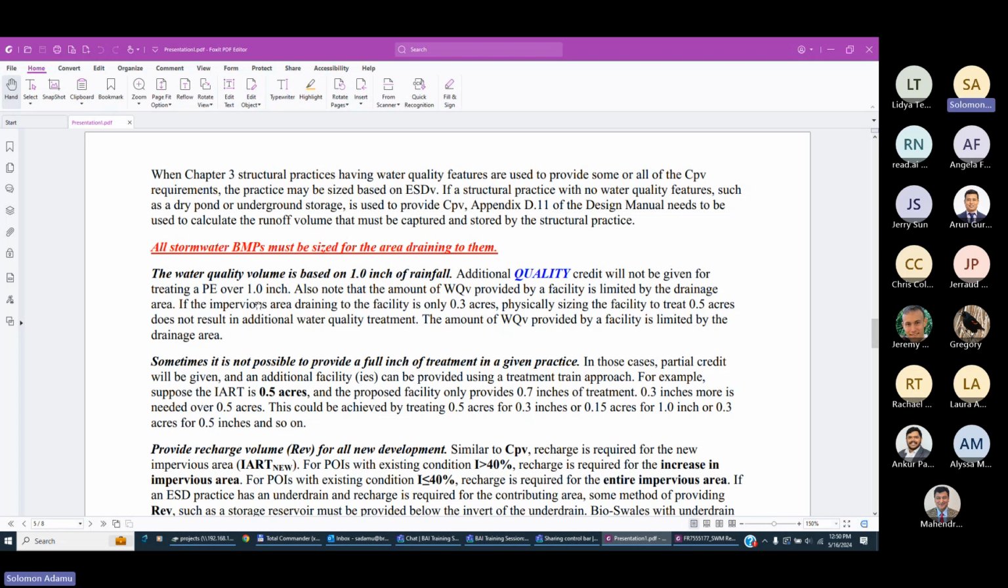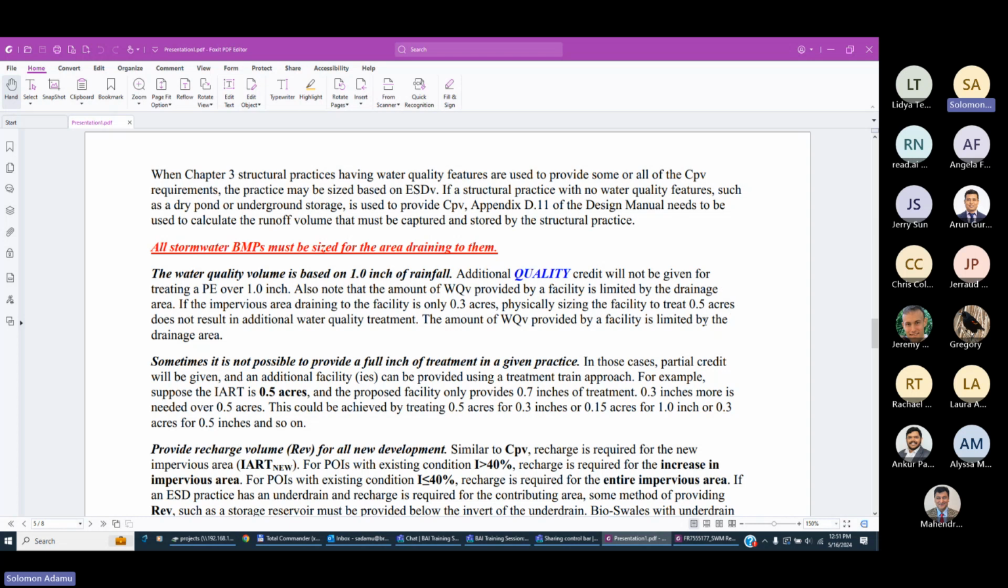In addition, if the impervious area draining to the facility is only 0.35 acres, and we are designing the facility to treat 0.5 acre, that doesn't mean we're going to get credit for that, because that 0.5 acre is not coming. We are just making the practice larger for nothing. We need to show that 0.5 acre is coming to it. The drainage area to that facility should show that it has 0.5 acre of impervious area.